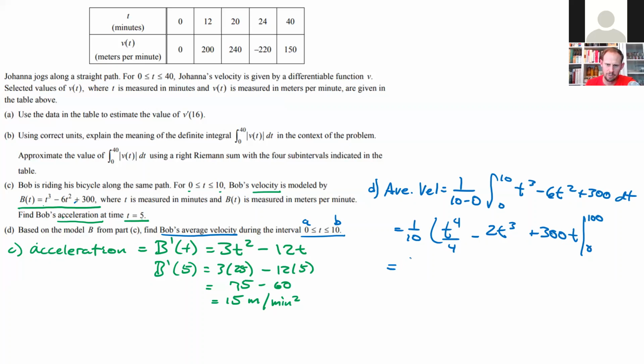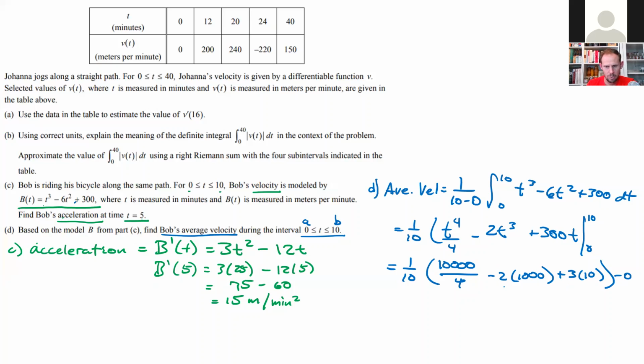All right, we're going to plug in 10 first. Why do I have 100 here? 10, there we go. It should just be 4 zeros. So 10,000 over 4, minus 2 times 1,000, plus 3 times 100, and it's all minus 0 because plugging in 0 gets a 0.